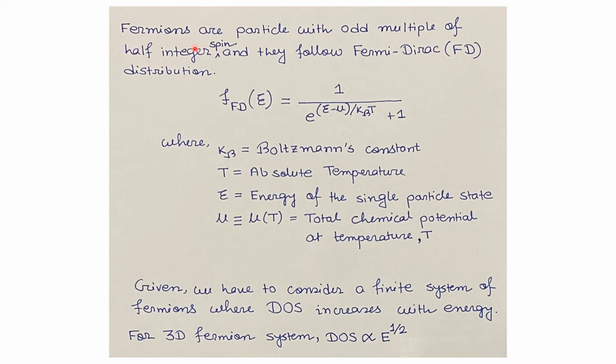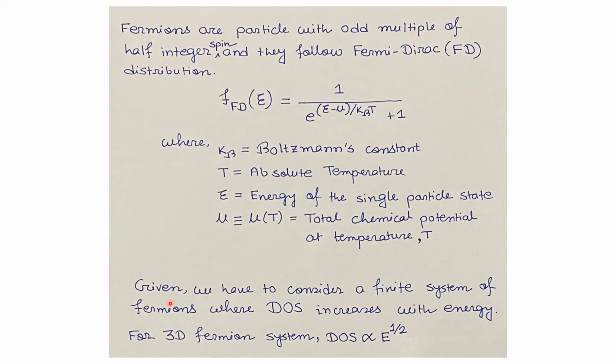We know fermions are particles with odd multiple of half-integer spin, and they follow the Fermi-Dirac statistics or Fermi-Dirac distribution. The distribution function is given by 1 by e to the power (E minus mu) by kBT plus 1, where kB is the Boltzmann constant, T is the absolute temperature, E is the energy of the single particle state, and mu is the total chemical potential at temperature T.